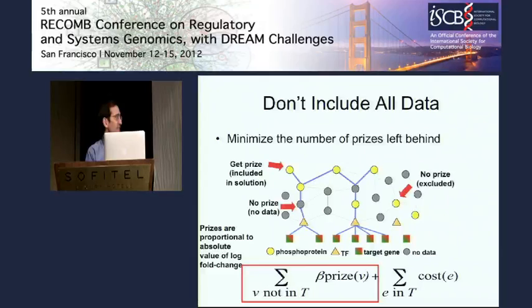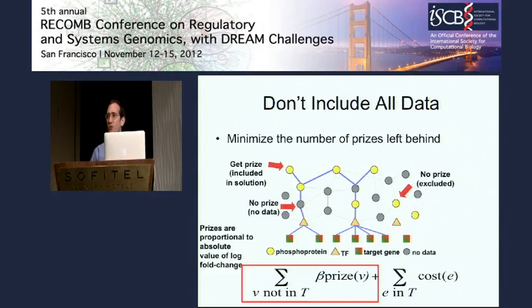And the algorithm gets to keep the prize every time it includes that node in the network, indicated by the heavier lines. It gets no prize for the nodes that it leaves out of the network. And of course, it gets no prize for the nodes for which it had no experimental data. And we asked the algorithm to leave behind as few prizes as possible.